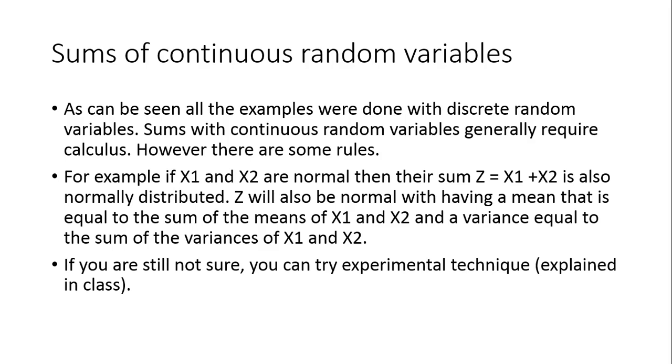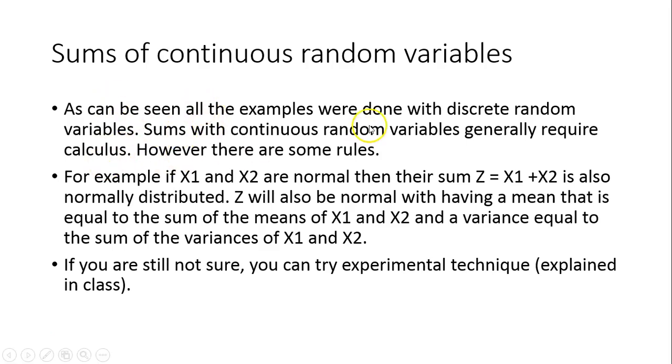Okay, so now we went over sums of discrete random variables. What about continuous random variables? Is there a way to add continuous random variables? As you can see, all the examples were done with discrete random variables because there's rules I can do. I know what to do with discrete random variables. I just showed you, right?